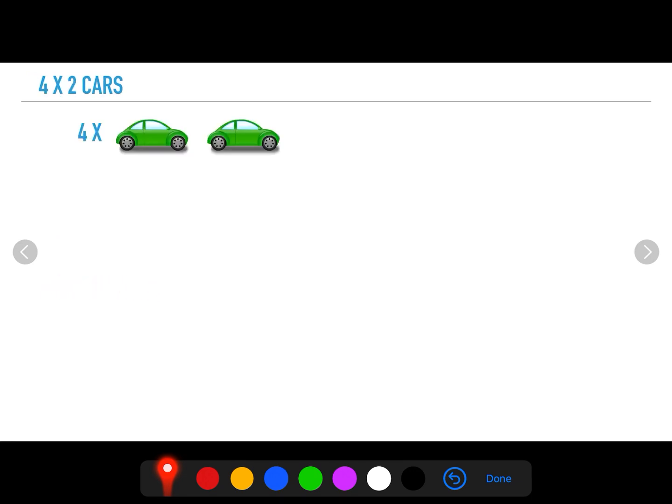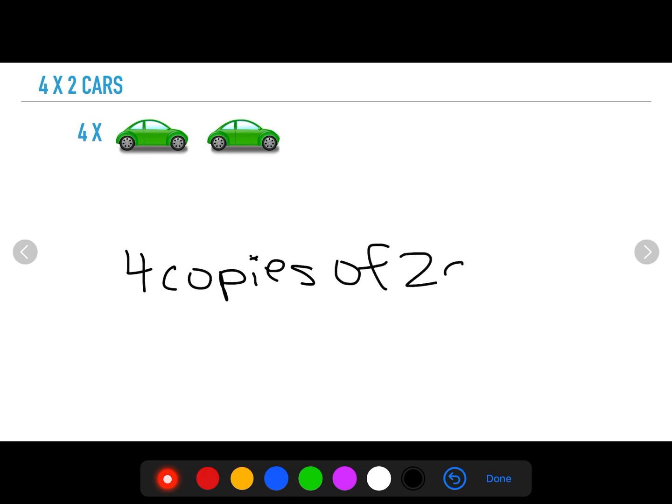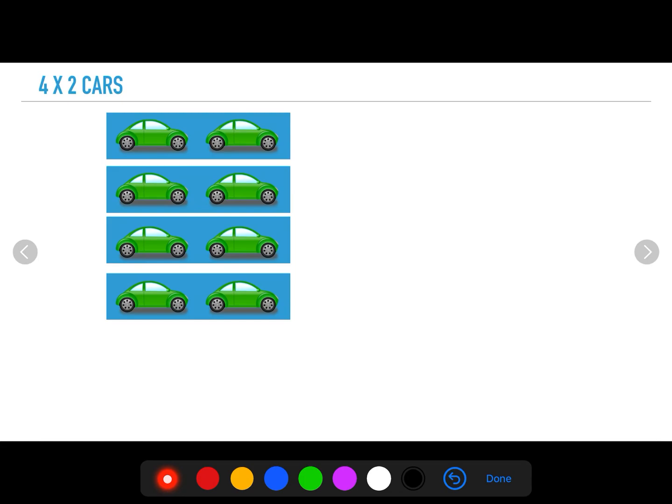You guys remember my scenario that I gave you, or analogy I gave you? Instead of numbers, I used cars. 4 times 2 cars. And we learned in our previous video that 4 times 2 cars really just means 4 copies of 2 cars. And we kept making copies of 2 cars until we had 4 copies. 1, 2, 3, 4. So altogether we found out we had 8 cars.